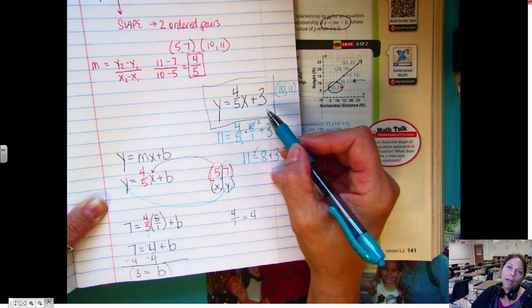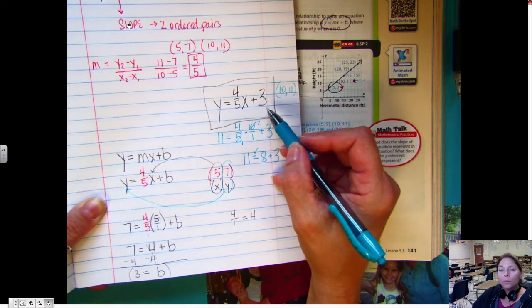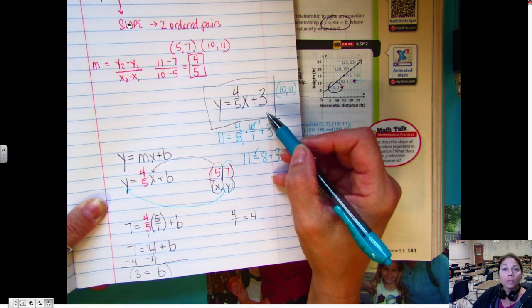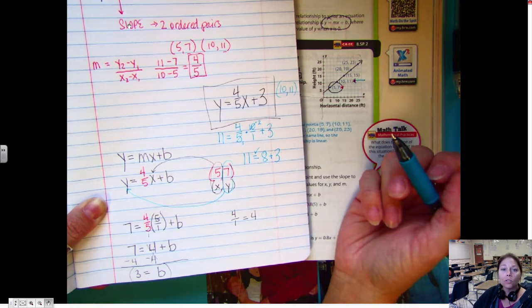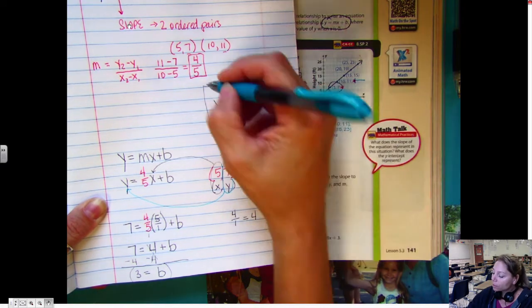That's the really cool thing about math. You can always check your answers. Even when we get into algebra and writing linear equations, there's still always a way to check and make sure you've done it properly. So this is the correct answer.